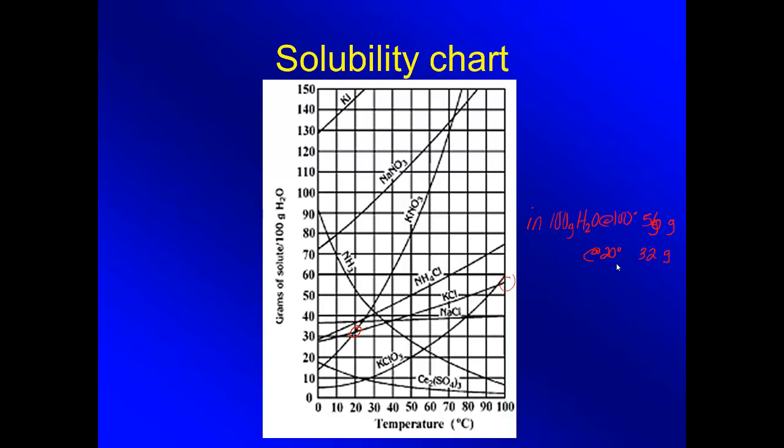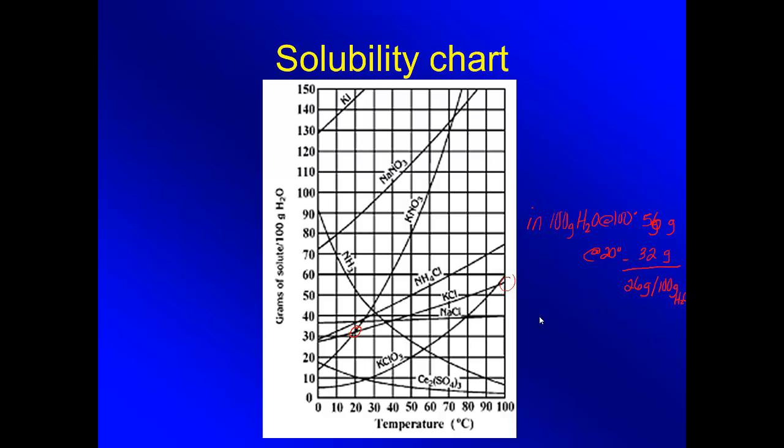So look at the difference. I can dissolve much less at the cooler temperature. So what's going to happen as it cools is it's going to start crystallizing out or precipitating out. You're going to see that solid start to come down on the bottom because I cannot dissolve as much. So what is 56 minus 32? That's 24 grams will come out of solution. Okay, but this is in 100 grams of water.